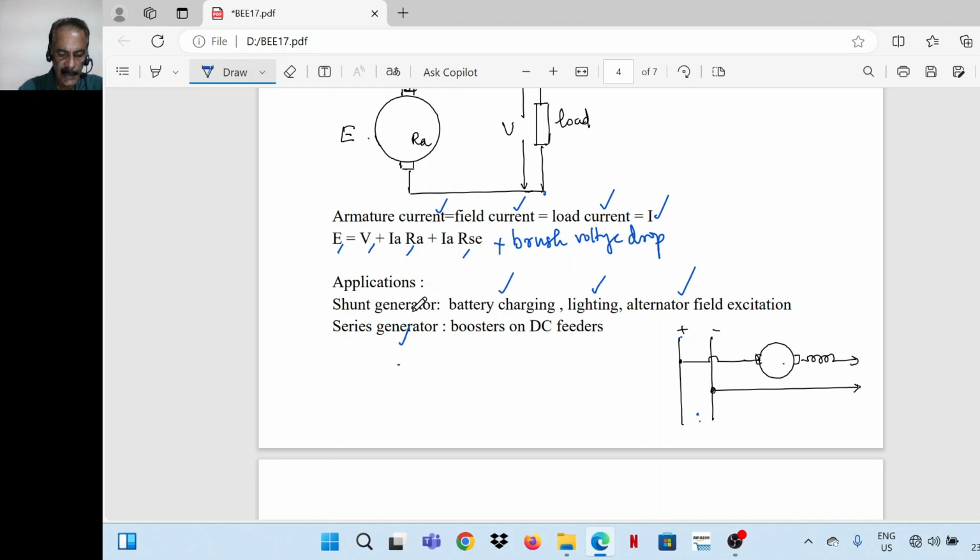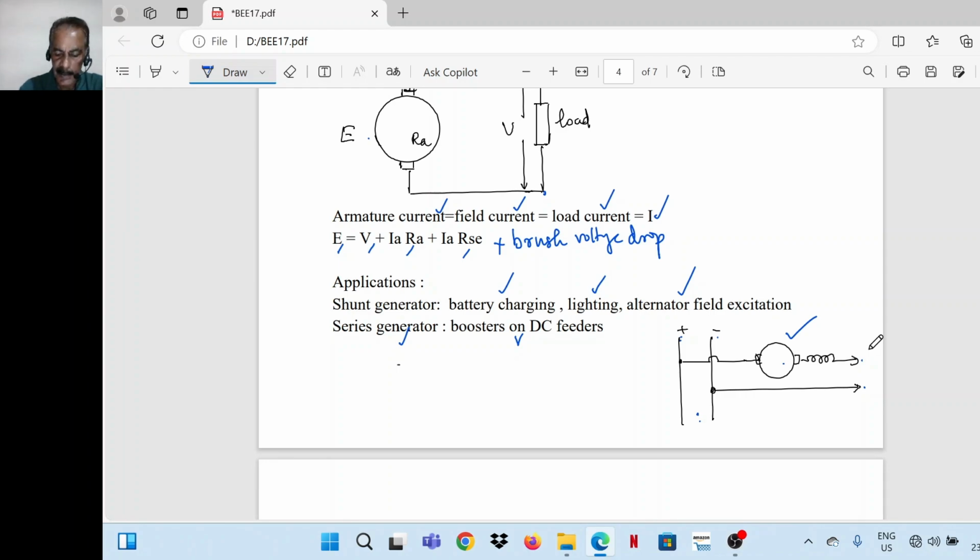Then the series generator. The series generator is mainly used as a booster on DC feeders. Say this is the DC mains, the DC bus bar, positive and negative. The series generator is connected in series with the load. So these two terminals are going to the load. This is the series generator. So the entire load current passes through the armature as well as the field winding.